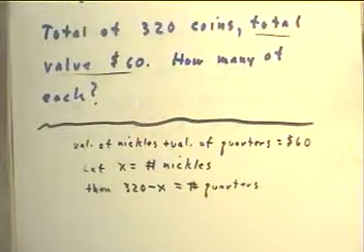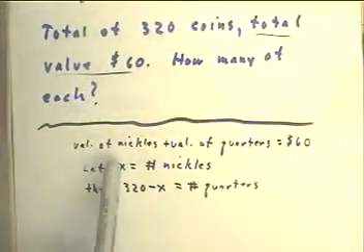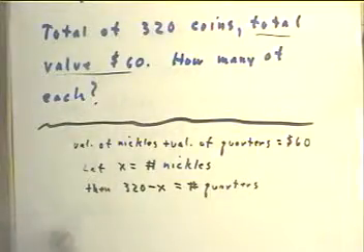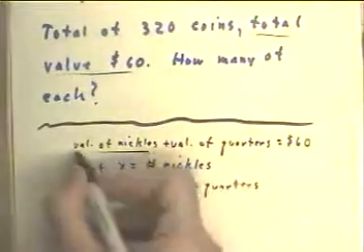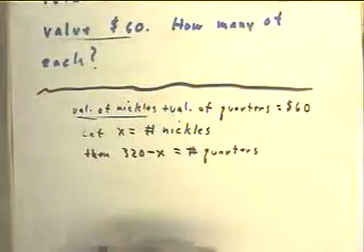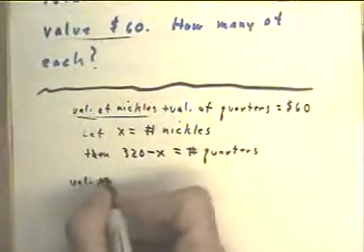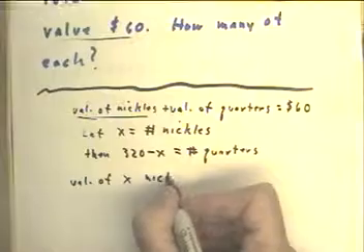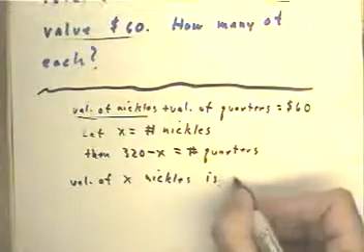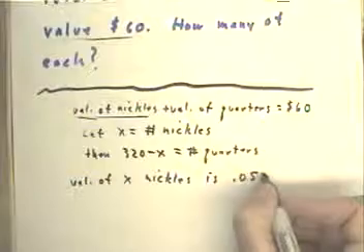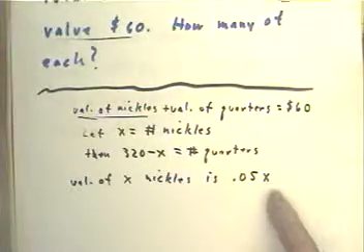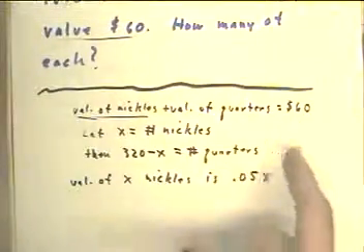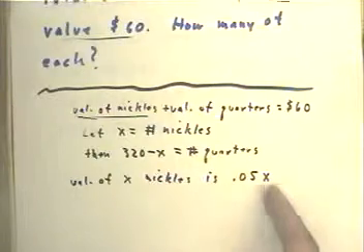Okay, now, let's see. Total value is $60. We've got to add the value of the nickels to the value of the quarters to get the $60. Can we get an expression for the value of the nickels? Well, there are X nickels. Each nickel's worth 5 cents, so that would be 0.05x. Now when we use the 60 here, that tells us implicitly that we're working in dollars.